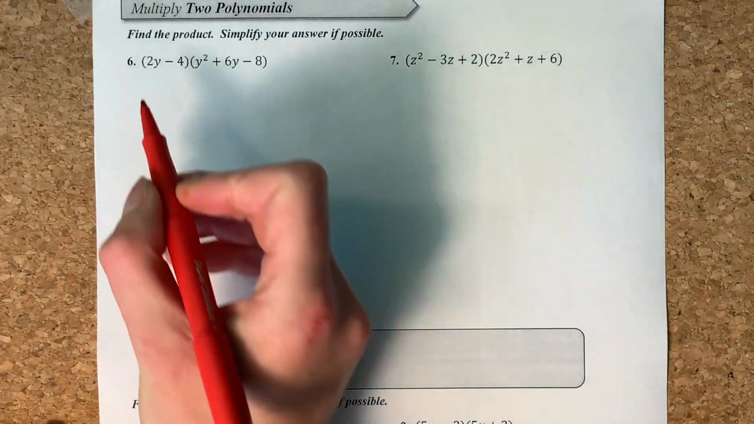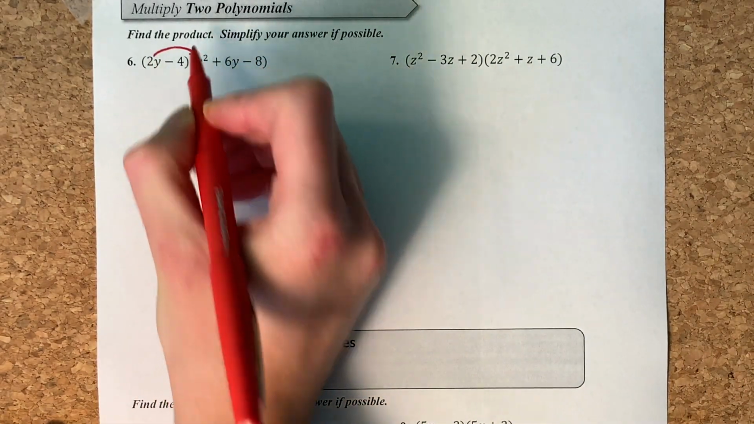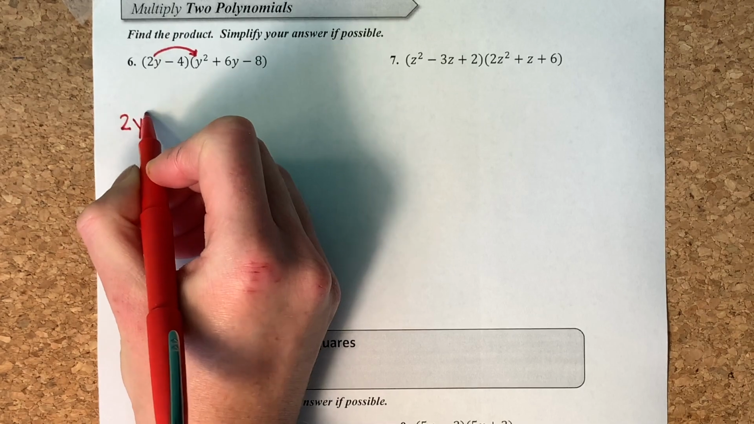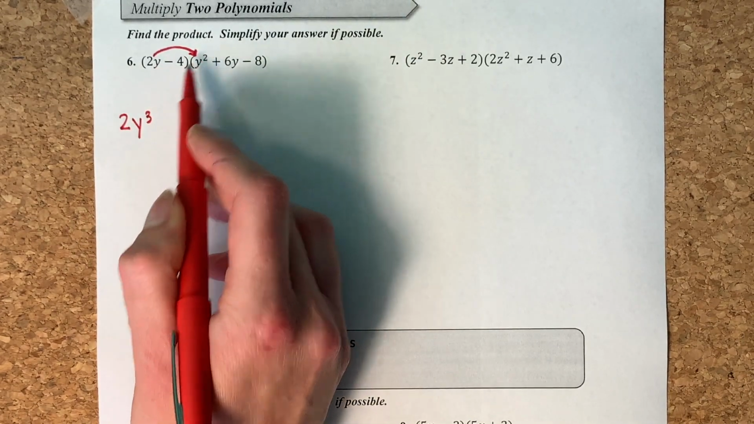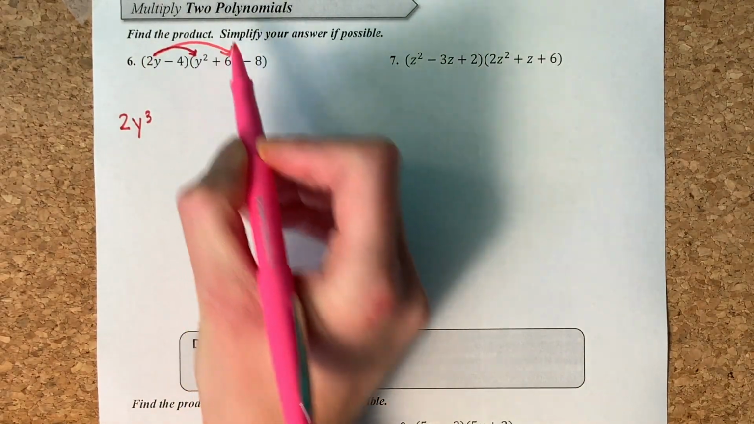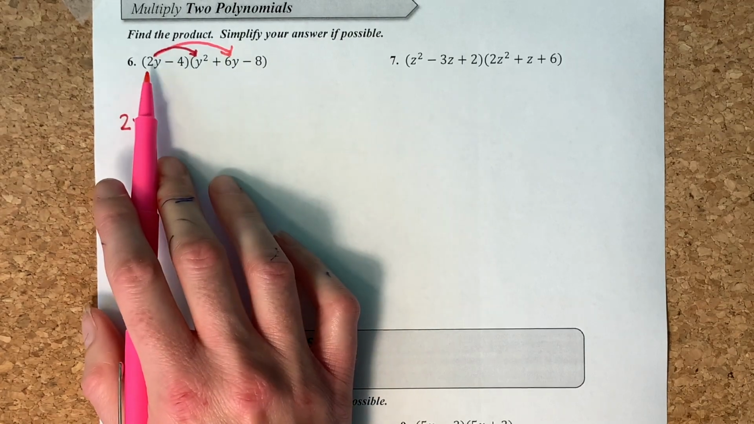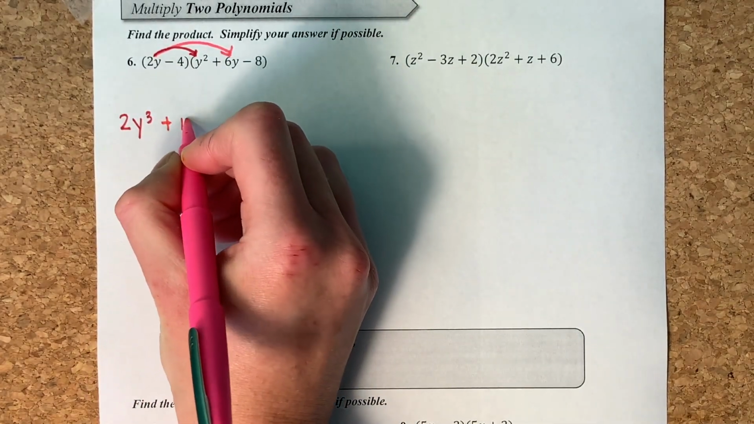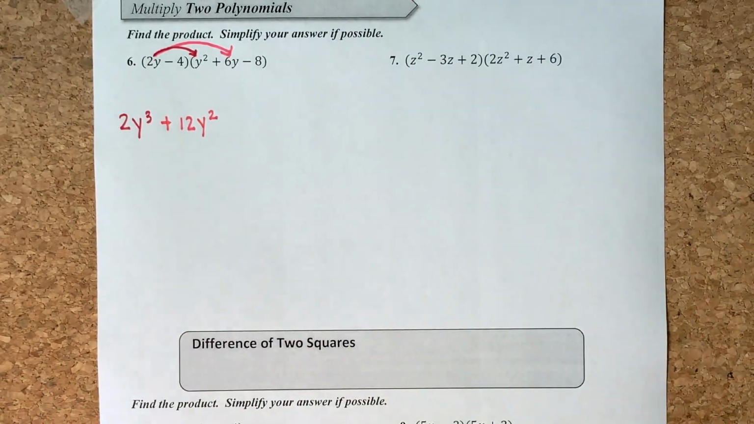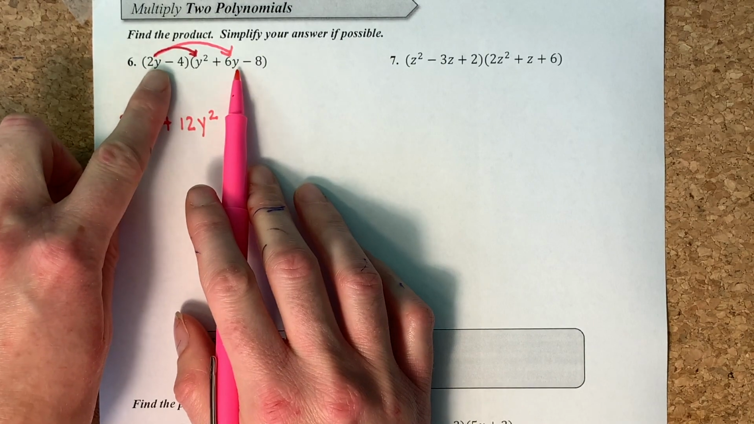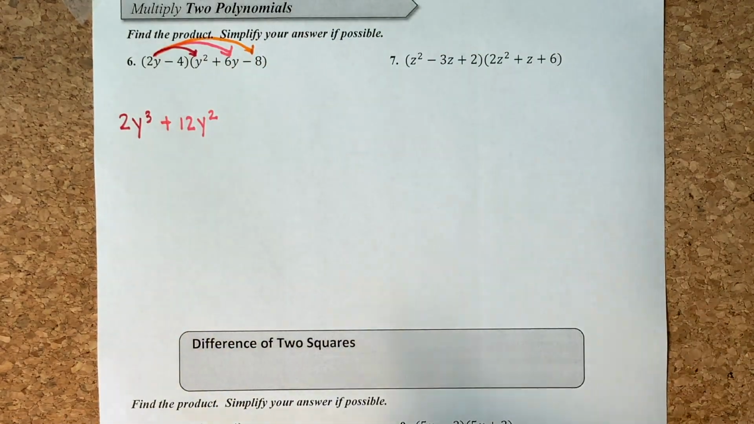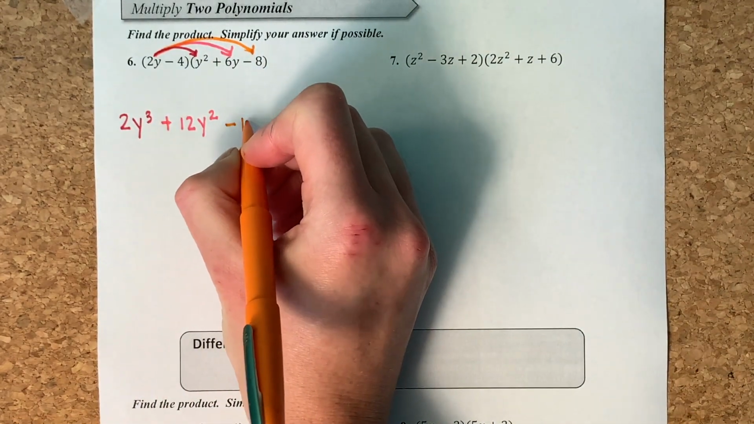So let's start by taking the 2y and distributing it to the y squared. 2y times y squared will give us 2y cubed. We just added the exponents, 1 plus 2 to give us 3. Then we'll take this 2y and distribute it to the 6y. When we multiply 2y times 6y, we'll take 2 times 6 to get a positive 12, and y times y will give us y squared. Remember, when you're multiplying, you just multiply like quantities. So we multiply the 2 and the 6 and the y and the y. Then let's distribute the 2y to the negative 8. And 2y times negative 8 will give us negative 16y.